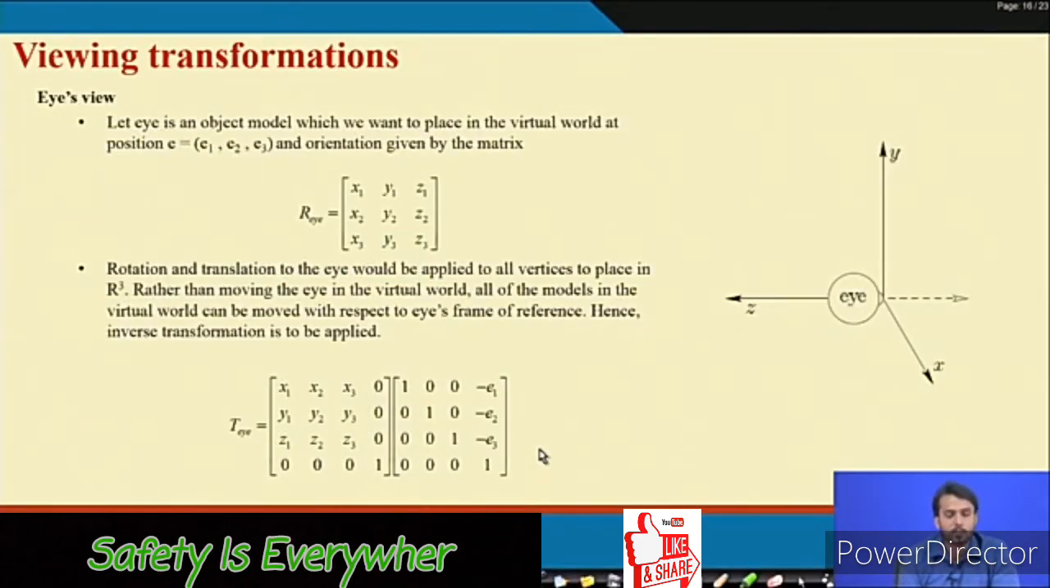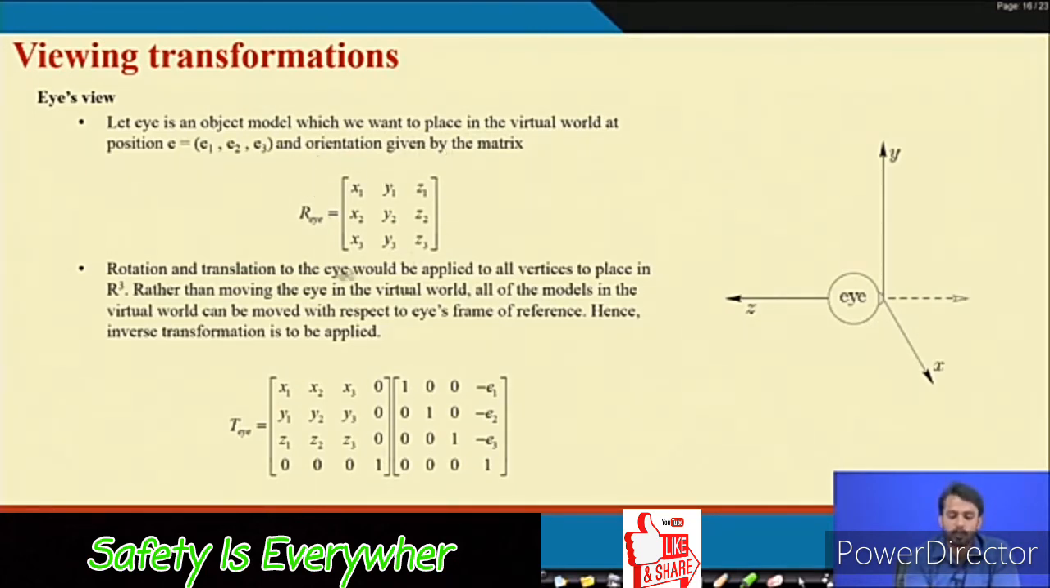Next, the viewing transformation. In this viewing transformation we will see an eye's view. That means the eye is at the origin of a model. So how can a 3D model be developed for a view of the eye, as represented here? That means the eye is an object model in which we want to place the virtual world at a position E = (E1, E2, E3).